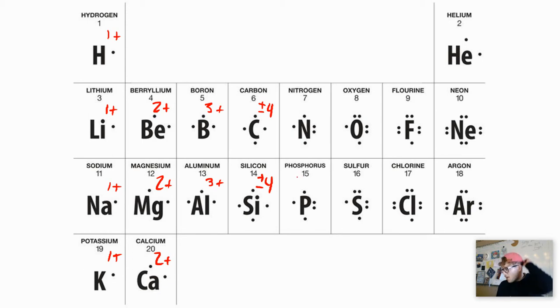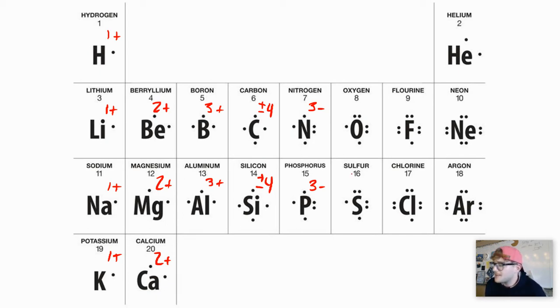Nitrogen and phosphorus, they're going to gain electrons. They're going to gain 3 electrons to become more negative. So how much more negative would they become if they gain 3? 3 negative, or -3 charge. So these guys would have a -3 charge because they're gaining 3 electrons to get a full shell.